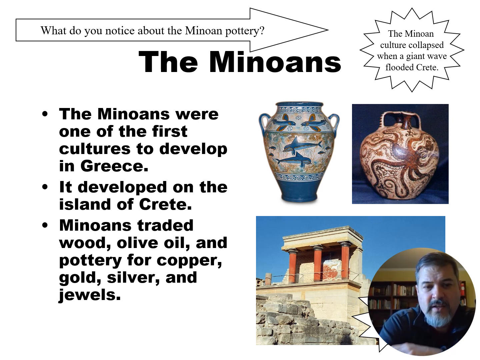The Minoans. The Minoans were the first culture to grow up in Greece to develop. It was developed on the island of Crete. If we go back, Crete is the big island south of the Greek mainland. It developed on the island of Crete. The Minoans traded wood, olive oil, pottery for copper, gold, silver, and jewels. But their culture collapsed. We think their culture collapsed from an earthquake, which led to a huge tidal wave.